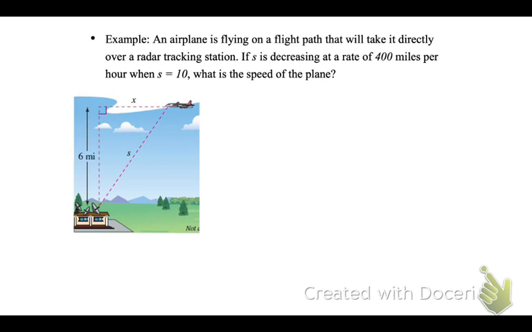Homework. Okay, an airplane is flying on a flight path that will take you directly over a radar tracking station. If S is decreasing at a rate of 400 miles per hour, when S equals 10, what is the speed of the plane? Like 3 miles an hour, maybe? Yeah, maybe. I don't know.